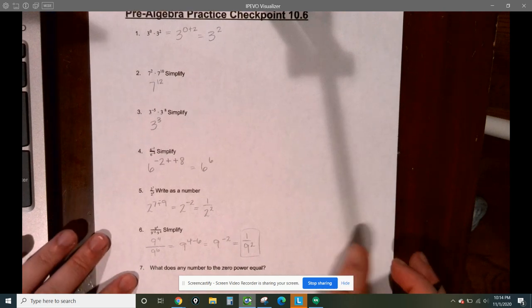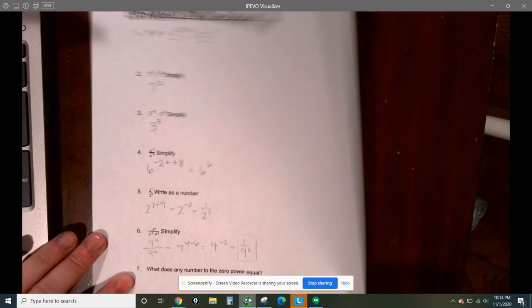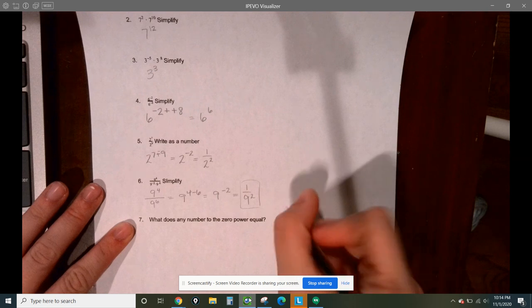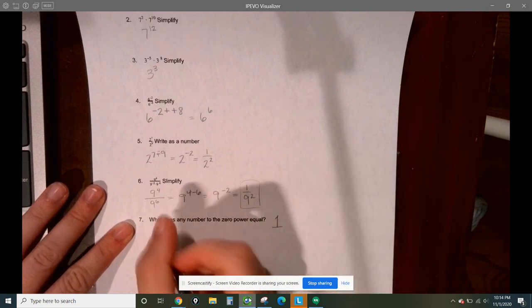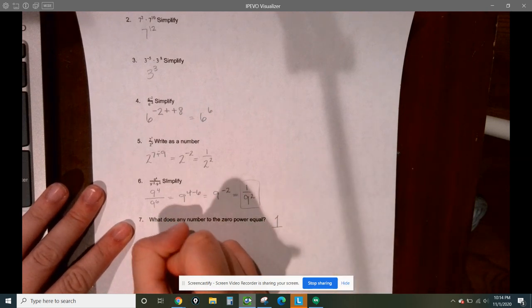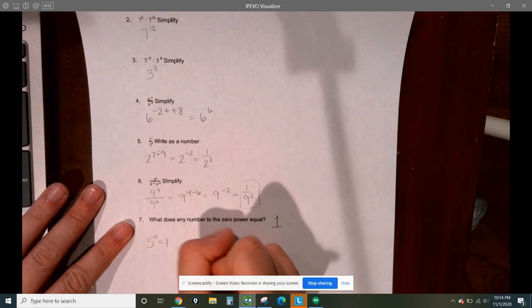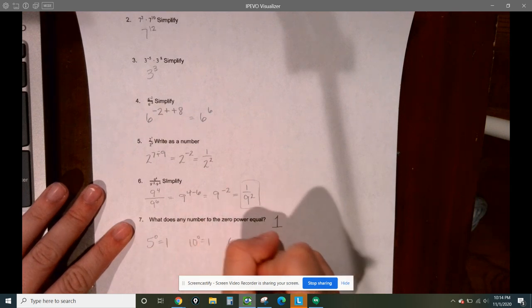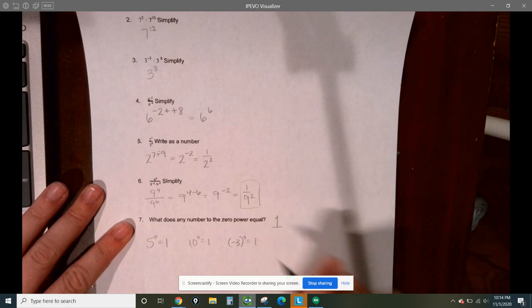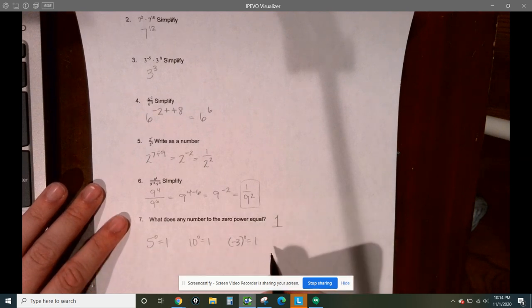And number 7 is just a question here. What does any number to the 0 power equal? And that is 1. Anything to the 0 power is 1. So 5 to the 0 power is 1. 10 to the 0 power is 1. Negative 3 to the 0 power is 1. Everything to the 0 power is 1.